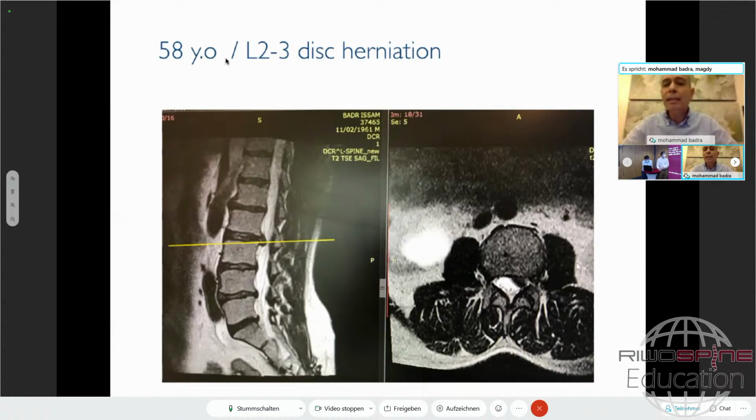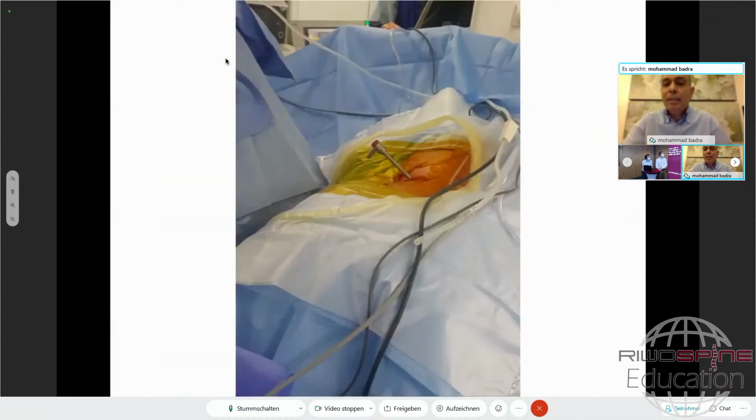So look at this patient, L2, L3. Of course, I cannot extend my leg and do it. I can do it interlaminar, but it's much easier to do it transforaminal in this case at L2, L3. So why go interlaminar, right? You can do it interlaminar, but it's easier to do transforaminal.